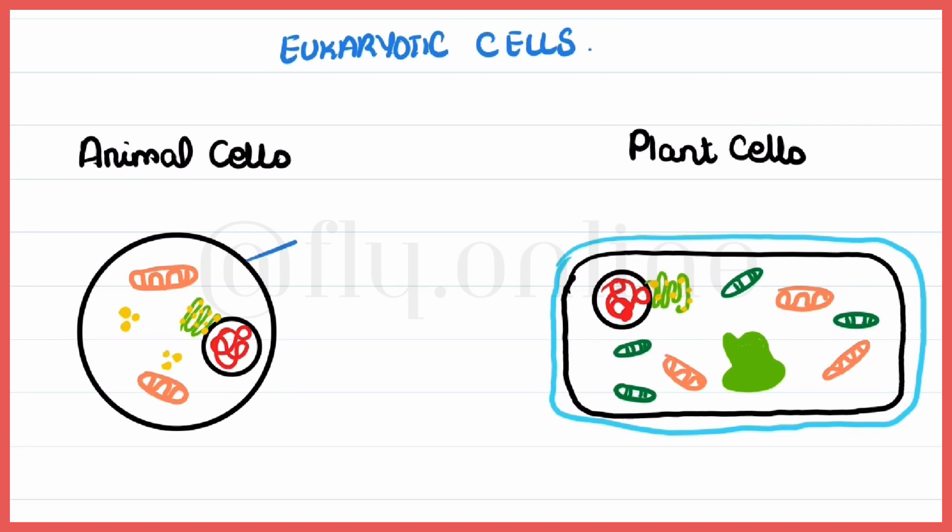Animal cells and plant cells both have a cell membrane, which we already talked about. It controls what goes inside and outside of the cell. This is a partially permeable membrane. Next up, we have our nucleus that contains DNA, and all the genetic information is stored inside of that DNA.